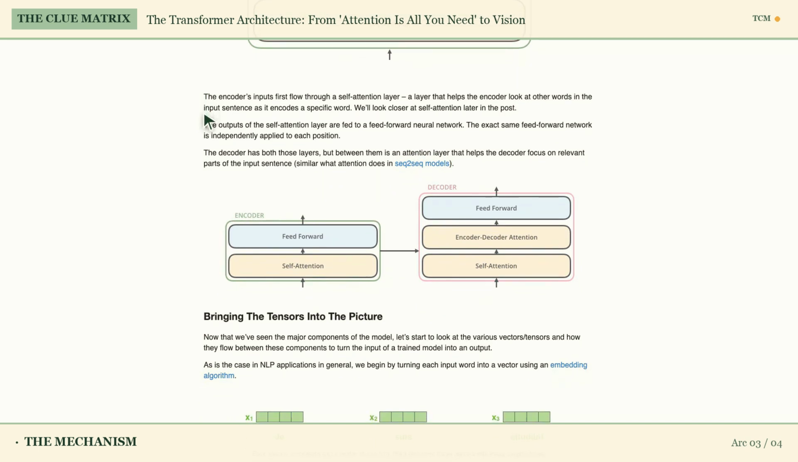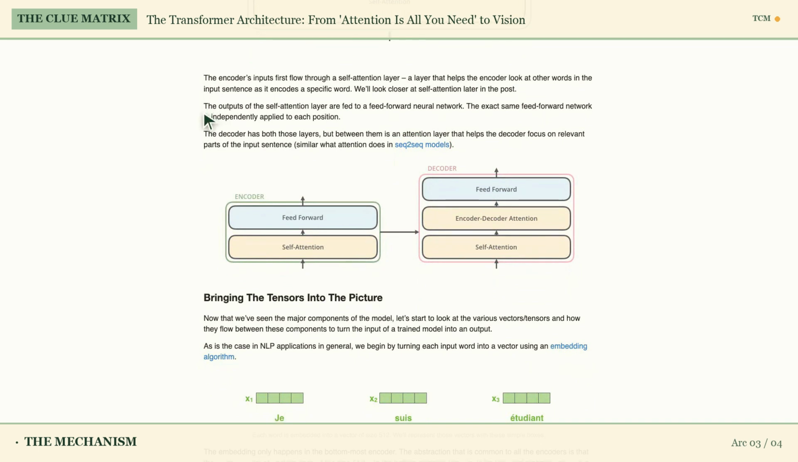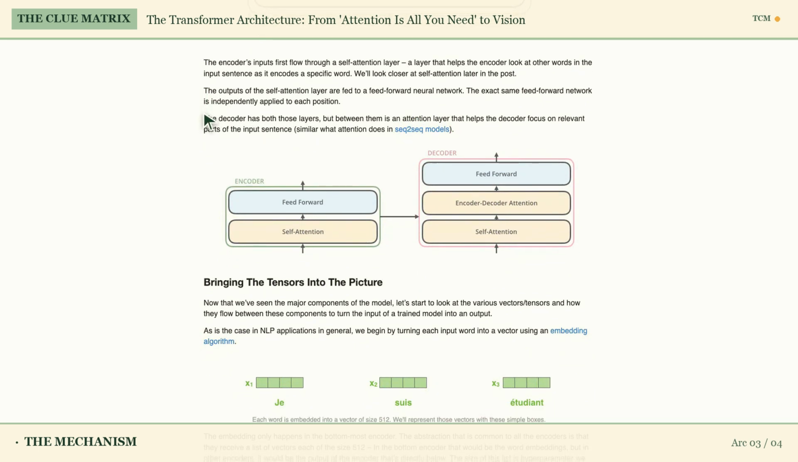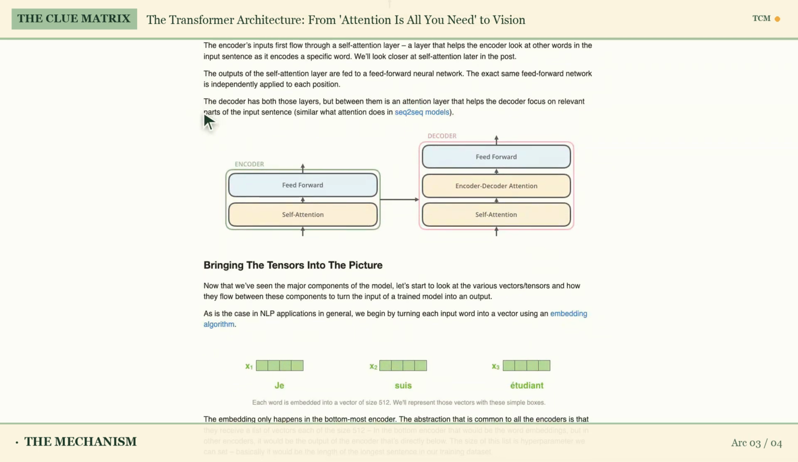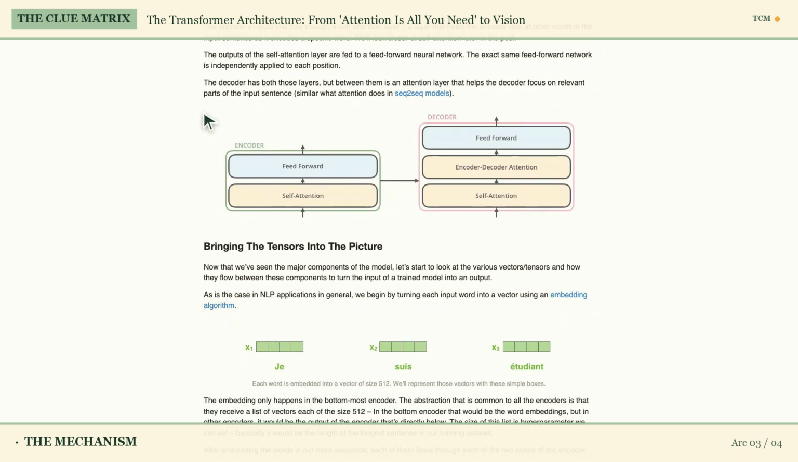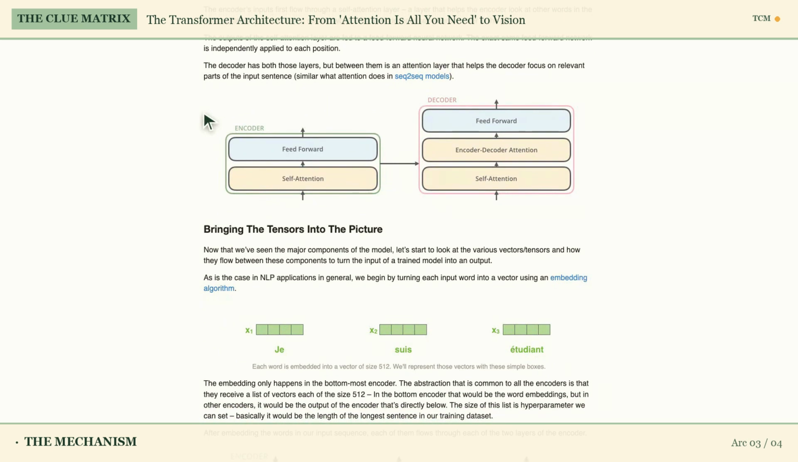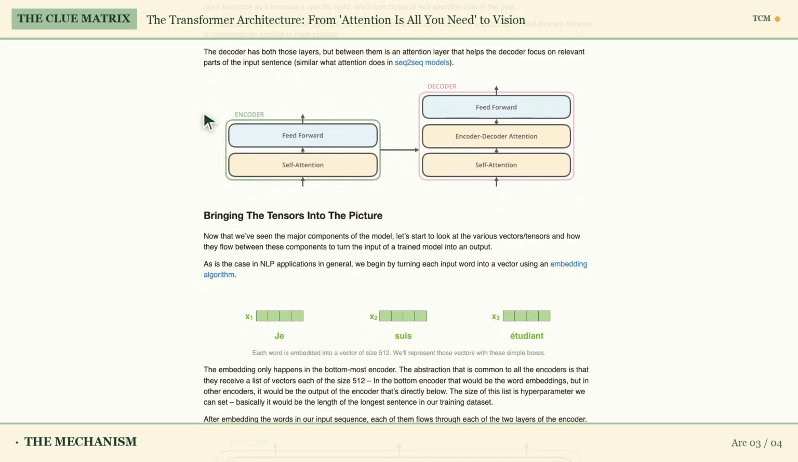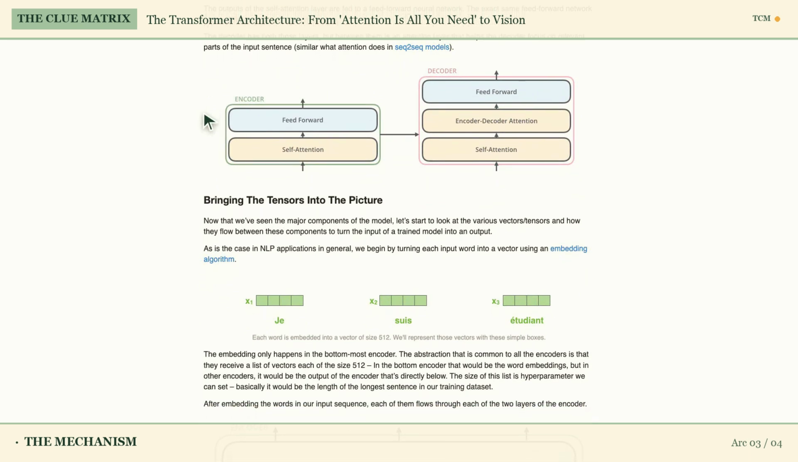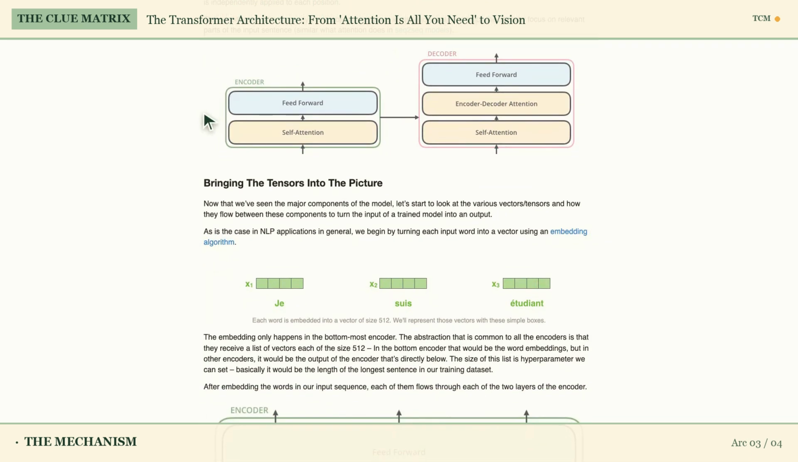Now, imagine taking this idea, born for language, and applying it to something completely different. Images. Images? But images aren't sequences of words. How could a model designed for language possibly work for pixels? That feels like trying to fit a square peg in a round hole.